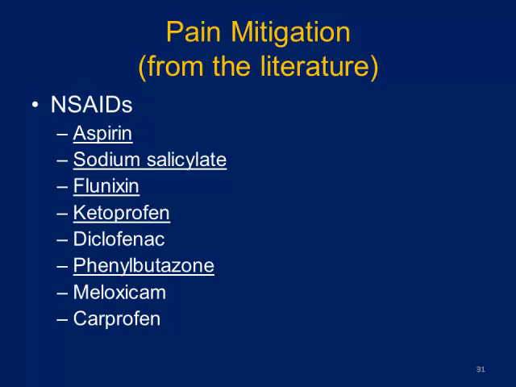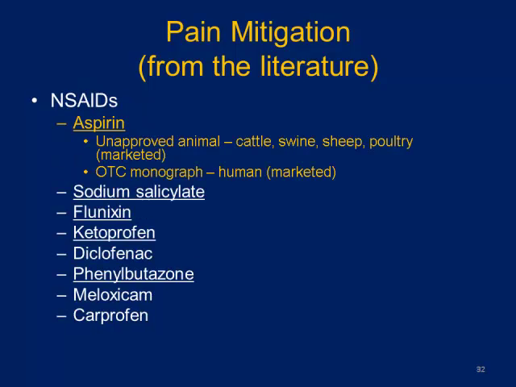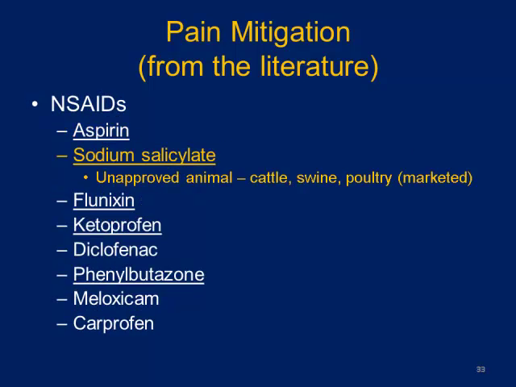Aspirin, for example. I know personally that it is used. I have used it in practice. It's unapproved in animals. There is an OTC monograph in humans. So technically, no legal extra label use of aspirin. Sodium salicylate, unapproved animal drug. No legal extra label use.